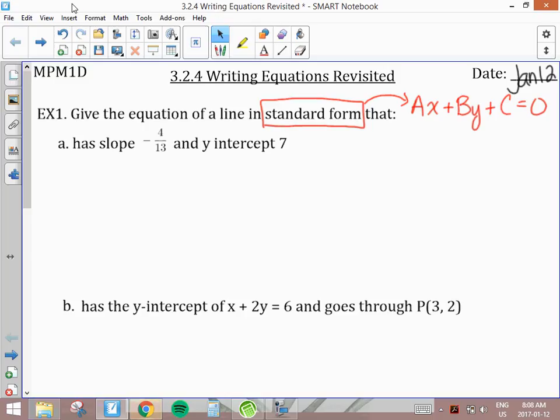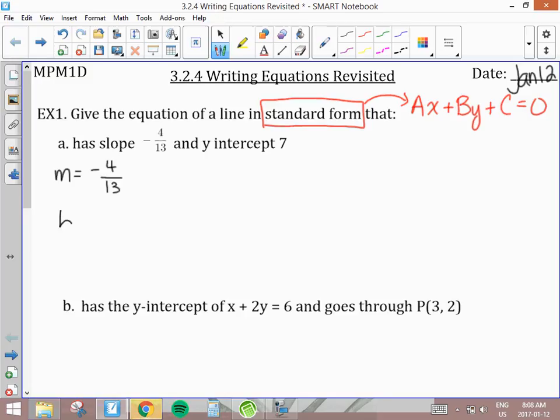For part A of our question today, we want to give the equation of a line that has a slope of -4/13 and a y-intercept of 7. So I'm going to start with y equals mx plus b, and I know that the m is -4/13 and the b is 7. I'll fill that in, and I get y equals -4/13x plus 7. Now I can start trying to transform it into standard form.